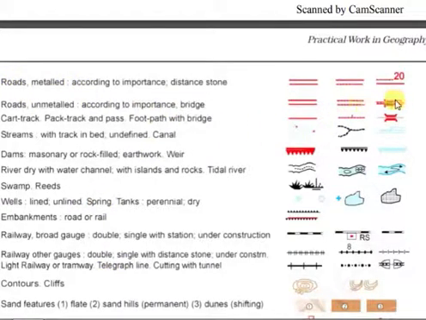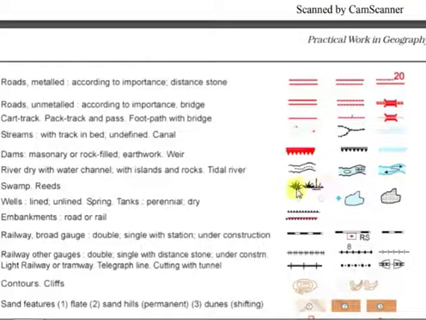Roads, metal roads are shown by this method. Metal roads, unmetalled roads, like this, dotted lines, red color. Streams with track and bed, this is an undefined stream and this is a canal. Dams, this is a masonry dam, this is an earthwork and weir. Swamps, island and rocks, this is a river, dry river, this is a river with island and rocks, and this is a tidal river.